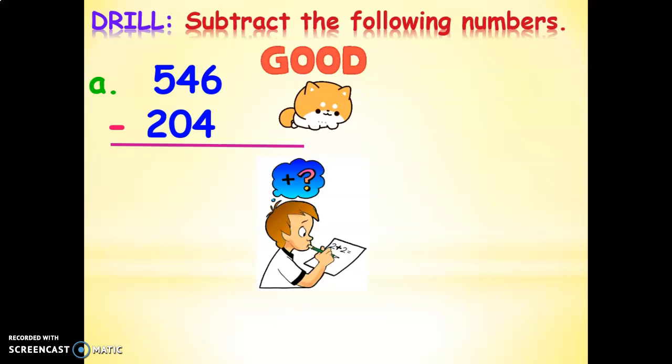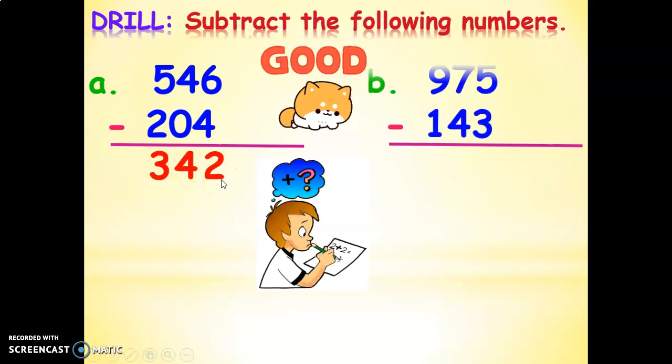For letter A, 546 minus 204. We need to start subtracting from the place value of ones, so that will be 6 minus 4. The answer is 2. And now for place value of tens, 4 minus 0 equals 4. And for the place value of hundreds, 5 minus 2 equals 3. Our final answer is 342.